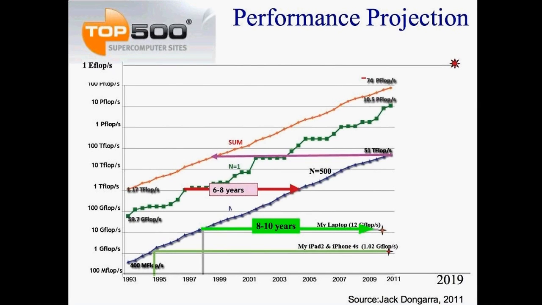But the interesting thing about this slide is it shows how long computers remain in the top 500. The fastest computer will only stay in the top 500 for about 6 to 8 years. We ourselves will get a computer as fast as the slowest computer in the top 500 in about 8 to 10 years. So in about 15 to 20 years from now, I will have a computer that's as fast as the fastest computer in the world right now.